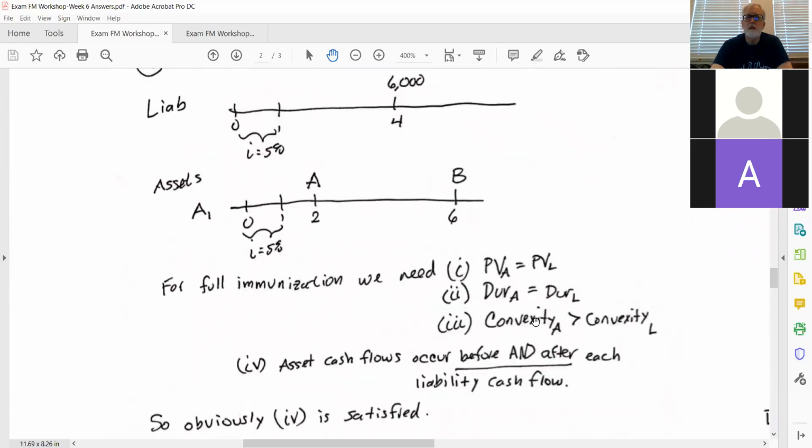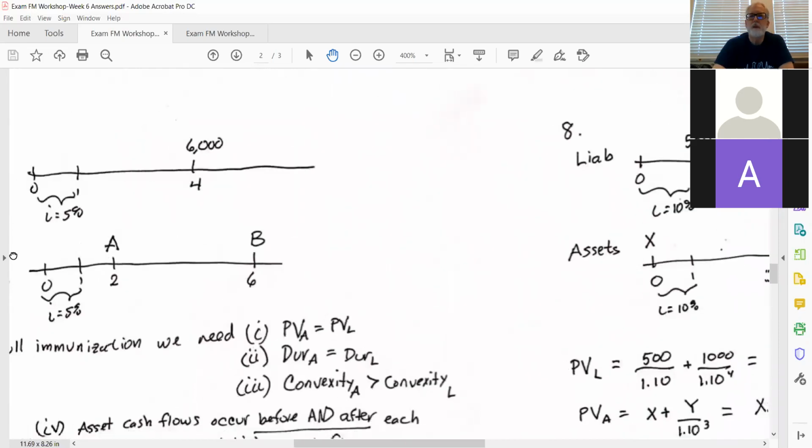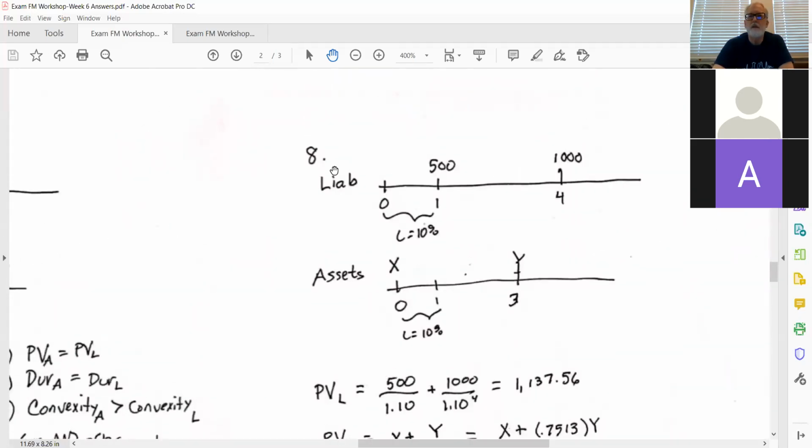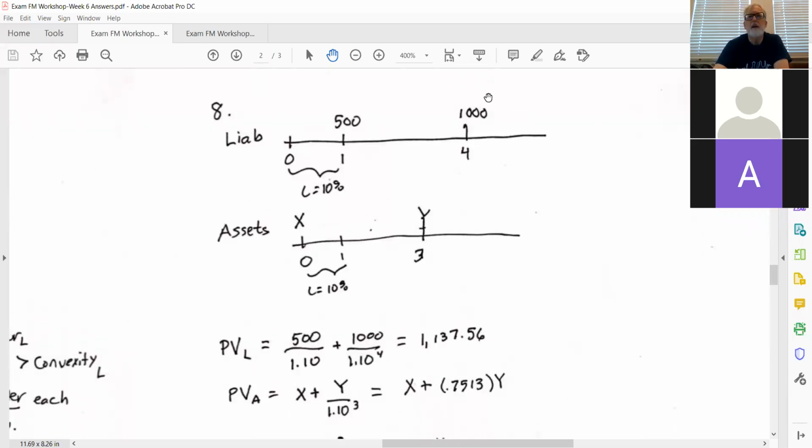Okay, so they're starting to get a little trickier. Number 8 looks like it's similar. A company owes 500 1 year from now and 1,000 4 years from now. The company will set up an investment program to match the duration and the present value of the above obligation using an annual effective rate of 10%.